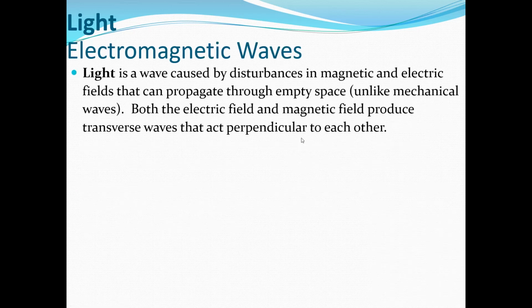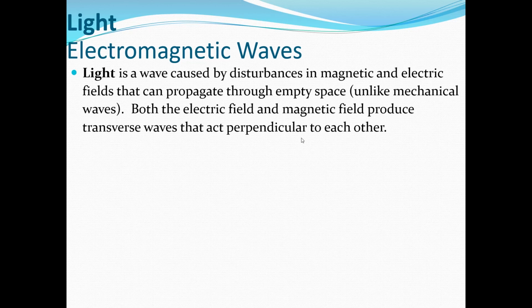Now, I said before that light is what's called an electromagnetic wave, and that it is not like a mechanical wave, because mechanical waves, if you recall, require mediums to travel through, so that it makes it impossible for mechanical waves to travel through something like the vacuum of space, which has no medium to disrupt. Now, light, on the other hand, can travel through the vacuum of space. The way light is actually created is through disturbances of magnetic and electric fields.